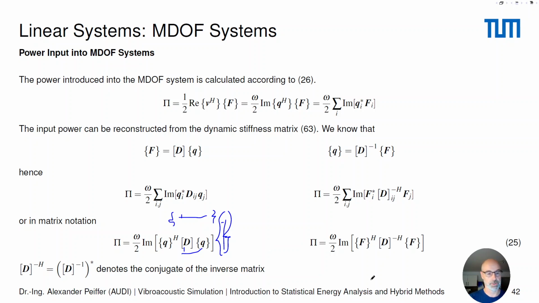Just one remark on notation here. The second form, where we are writing this for the forces and using the stiffness matrix for the power input, uses a notation like minus Hermitian. This is the complex conjugate of an inverse matrix. So please keep this in mind. This is how we are writing this. We will use this also very often in later sessions. Good.